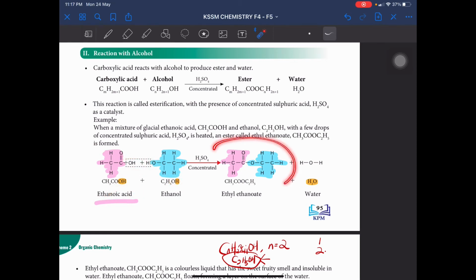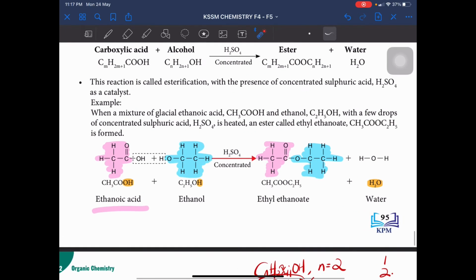Okay, dan kemudian sambung. Look at this. Pause the video and then try to digest the information that I am sharing right now. Okay, so now ingat there is one catalyst, H2SO4, the concentrated, a few drops on it. Okay, beberapa titis saja sebab dia concentrated.